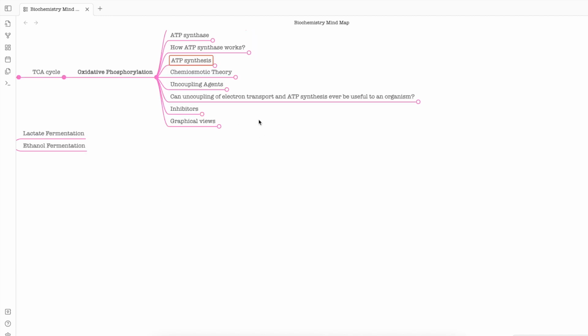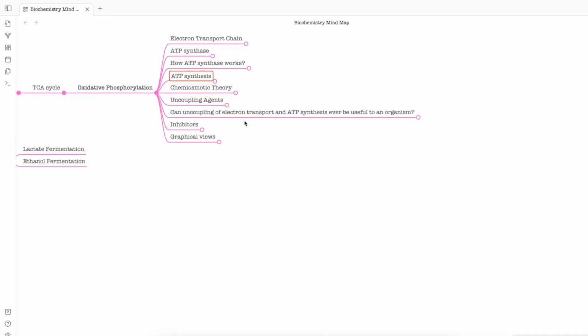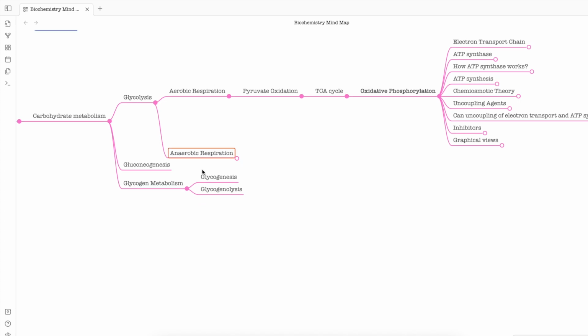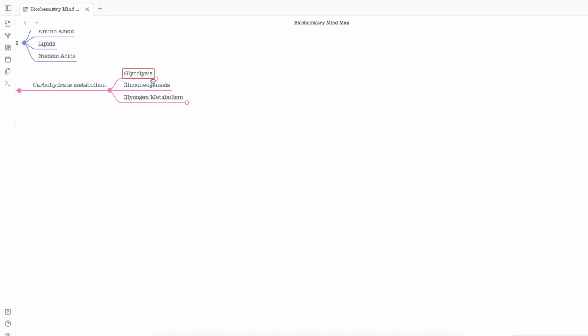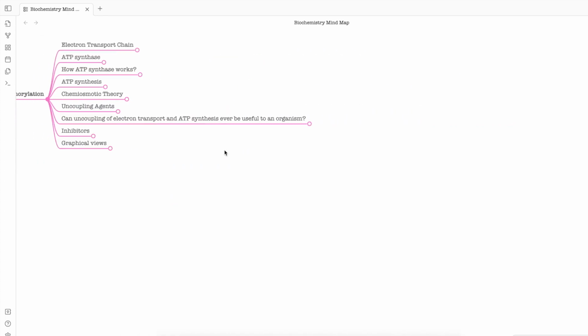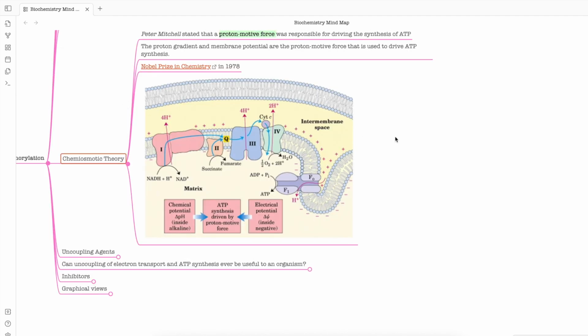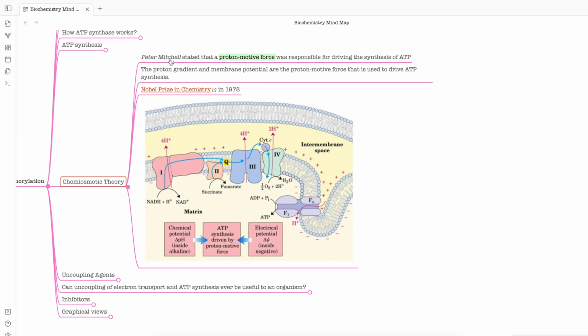And today we'll be discussing this chemiosmotic theory, which is a very, very important theory. This particular theory was first given by Peter Mitchell. He was the scientist, the brain behind this concept, and he also won the Nobel Prize in Chemistry in 1978 for discovering this chemiosmotic theory. He proposed that a proton motive force is responsible for driving ATP synthesis through ATP synthase.